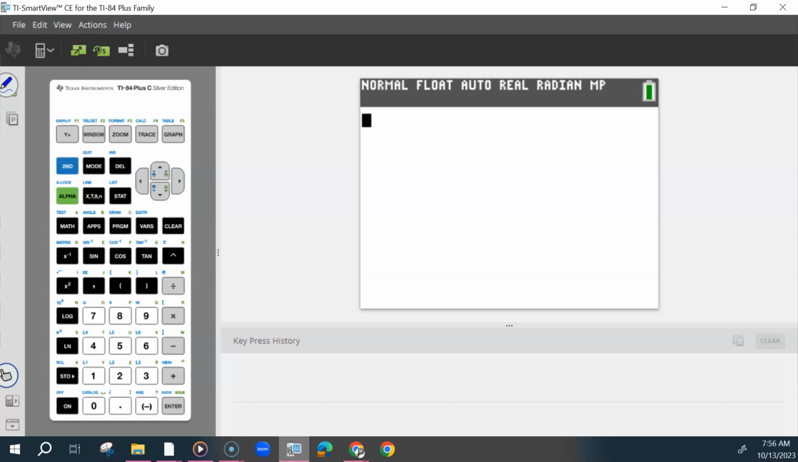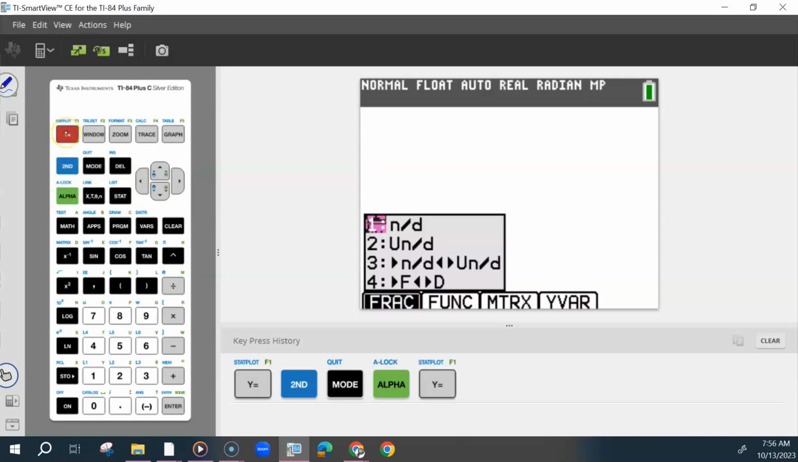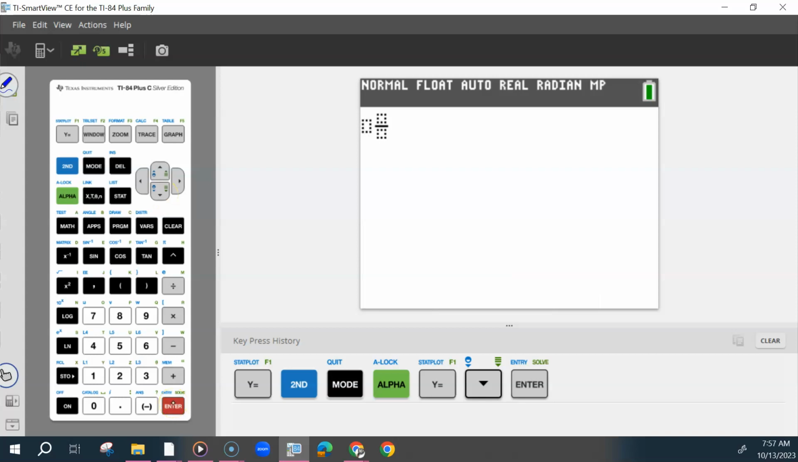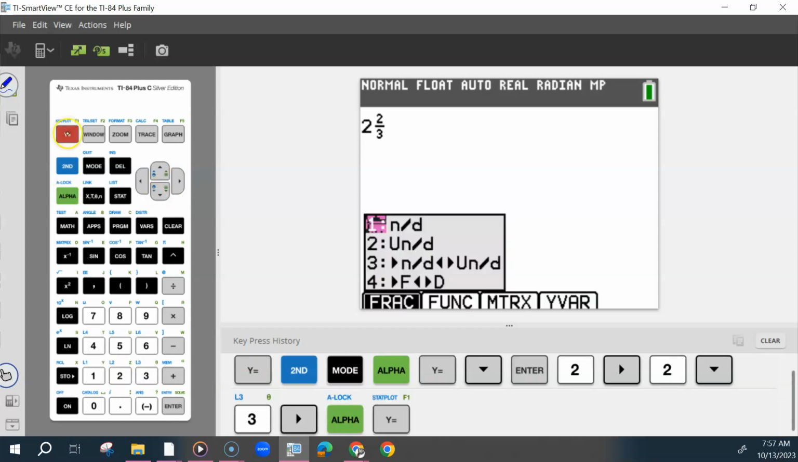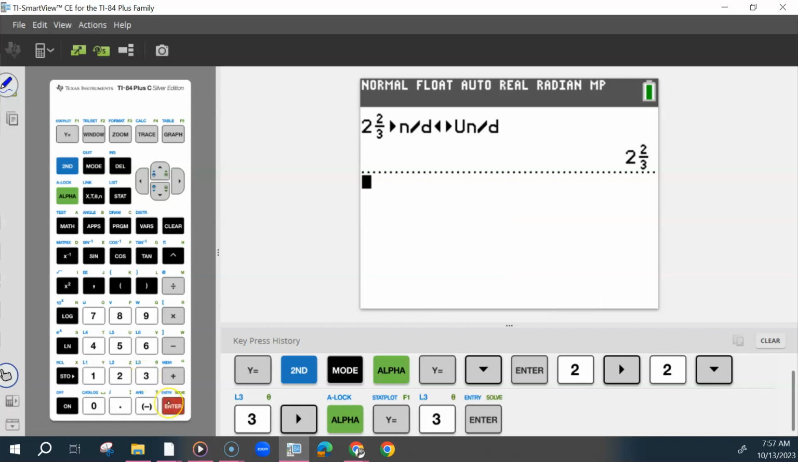In your calculator, if you go into alpha y equals, this one changes from improper fractions to mixed fractions. You would need to have the mixed fraction in there first, which is the second one. What was that? 2 and 2/3. So if I put that in, alpha y equals, go into number 2, put that in, and then alpha y equals, go back in, go to number 3, and hit enter.